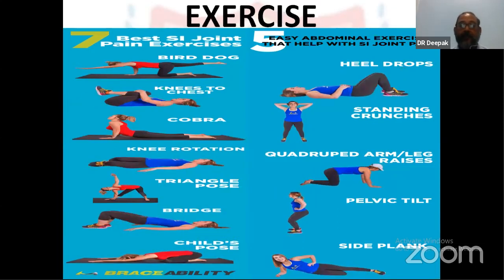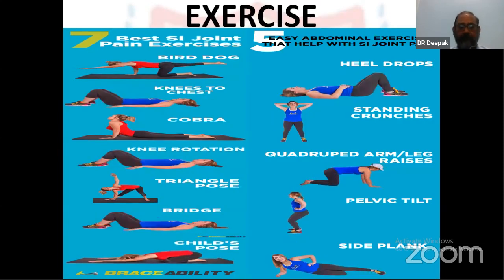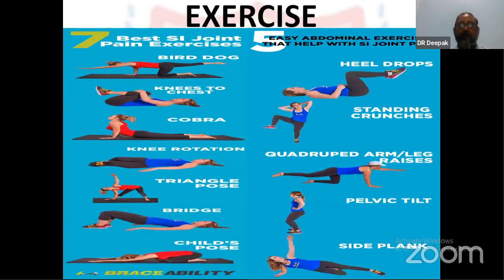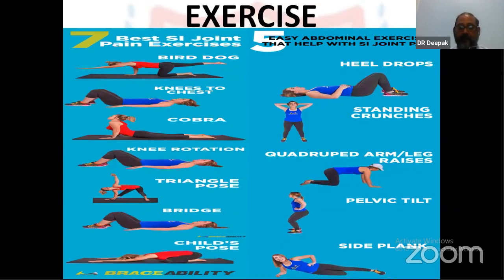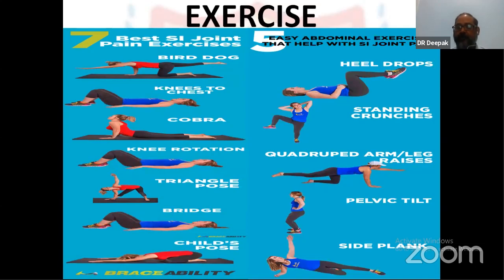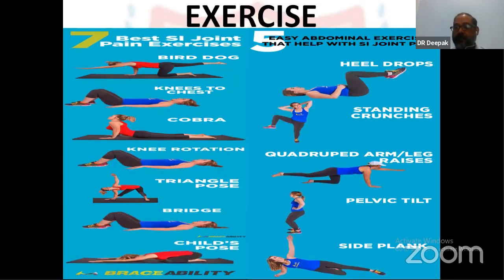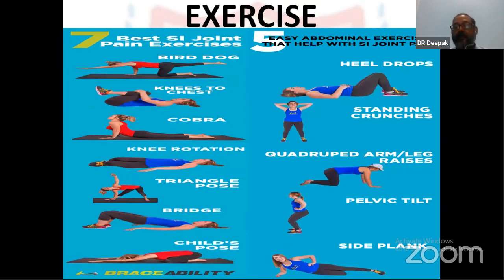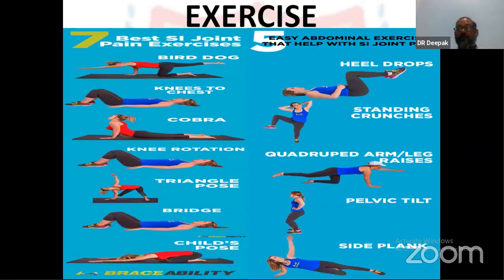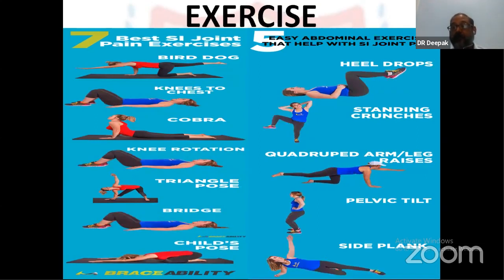First is bird dog exercise, second is knee to chest, third is cobra pose, then knee rotation, triangular pose, bridging, child pose, heel drag, standing crunch, quadruped arm leg raise, pelvic tilt and side plank. These are the common exercises which we can use in SI joint dysfunction.